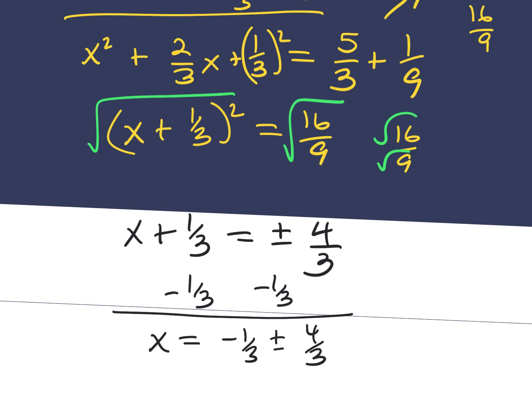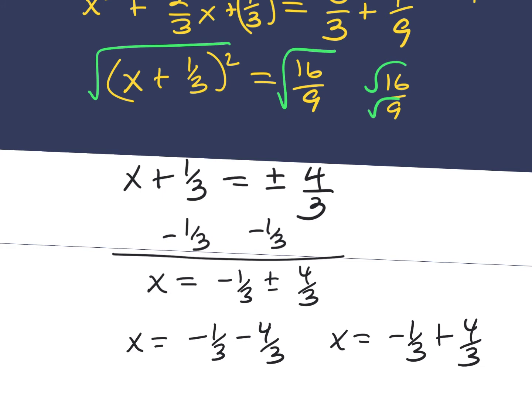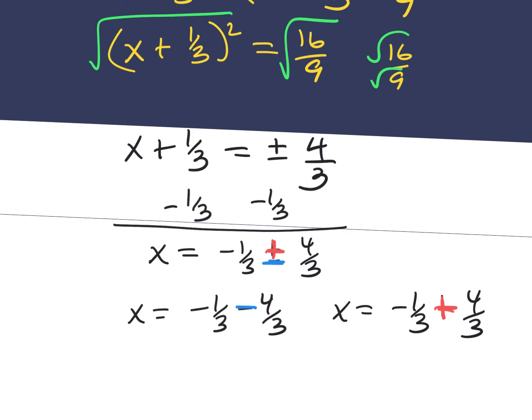So here I'm going to do my two problems. I need to do x equals negative 1/3 minus 4/3 and x equals negative 1/3 plus 4/3. So again, I'm taking the minus one, putting it here, taking the addition problem, putting it here. Now I have to do the math. They already have common denominators. So this one is actually going to become negative 5/3. And then this one's going to become 3/3, which equals 1. So my two solutions are negative 5/3 and positive 1.